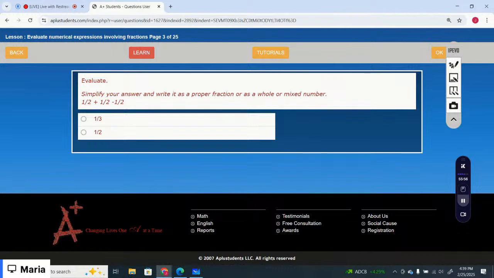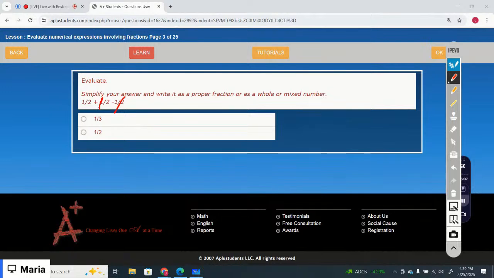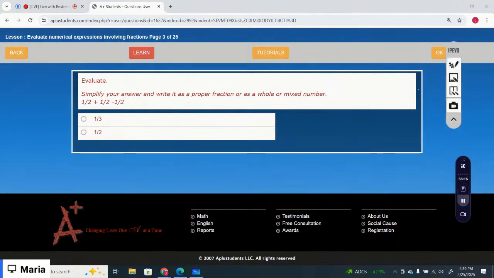1 by 2 plus 1 by 2 minus 2. So 1 by 2 minus 1 by 2 makes 0. They can cancel out. 1 by 1 minus 1 is 0. Same way, 1 by 2 minus 1 by 2 makes 0. You are left with 1 over 2. Option number 2 is the correct option.